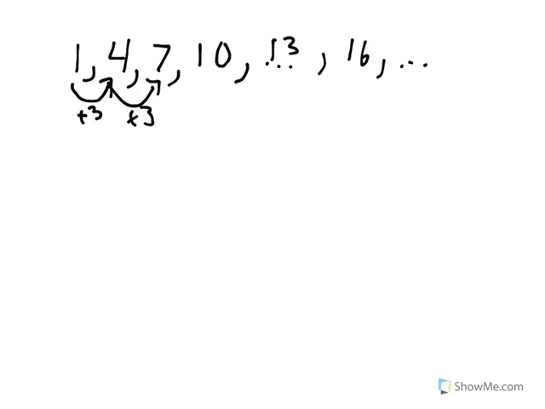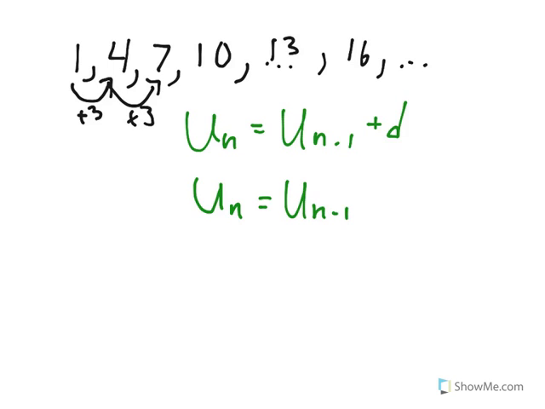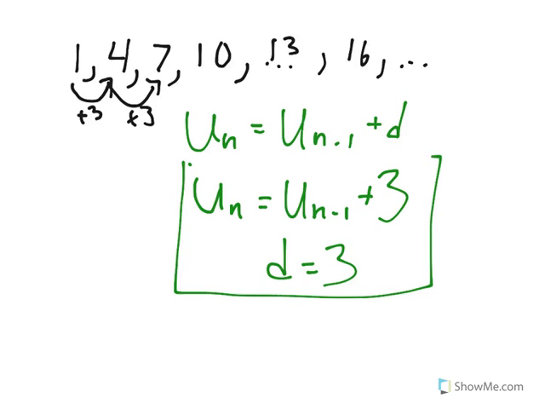So for this sequence, if I wanted to write my recursive formula, I would do u sub n equals u sub n minus 1 plus d, and for this particular formula my common difference is 3. So the answer for what is the recursive formula would be u sub n equals u sub n minus 1 plus 3. And we could write down that our common difference was 3, and that would be our answer for this problem.